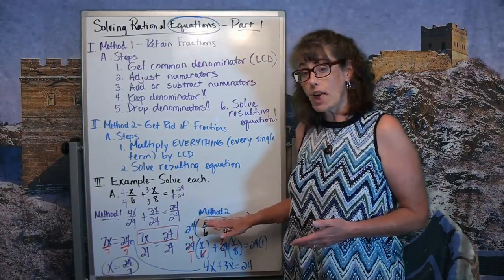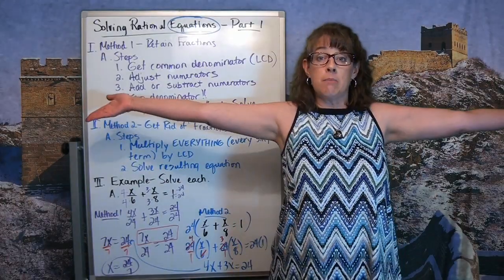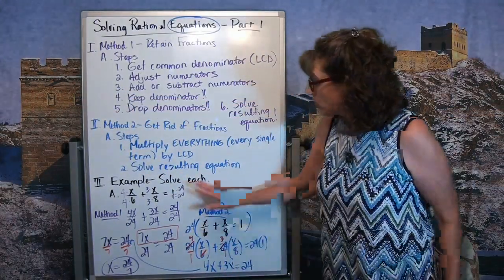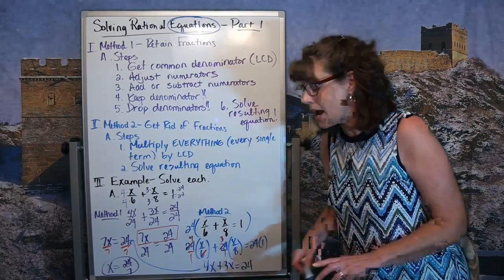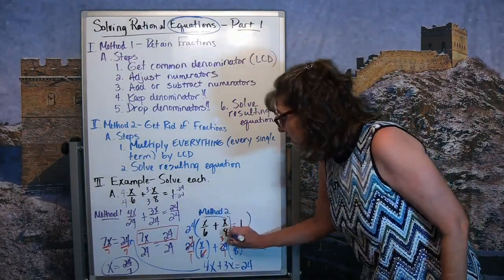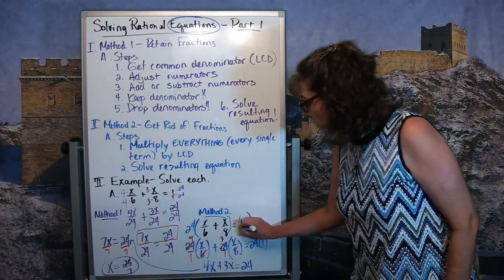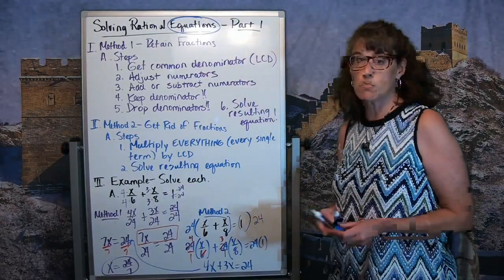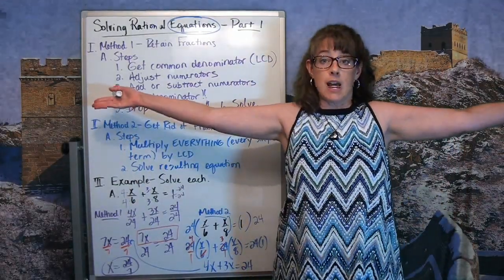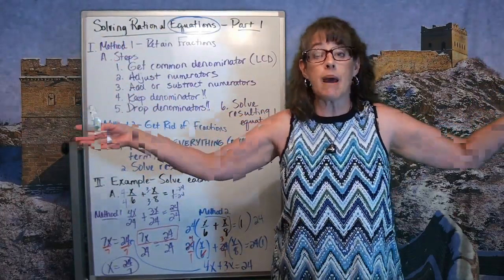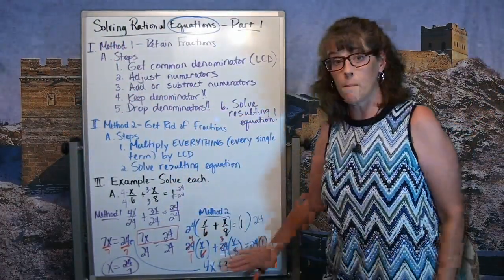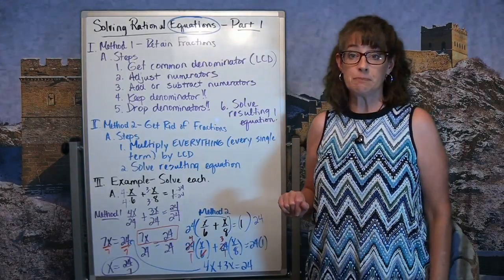It works when you have an equation because you're doing the pay and balance idea. And when you multiply everything, every single term by that LCD, essentially what's happening is you're multiplying this side of the equation by 24 and this side of the equation by 24. You're doing the pay and balance idea. You're multiplying both sides by 24 and you're keeping it balanced. That's why the second method works when you have an equation.